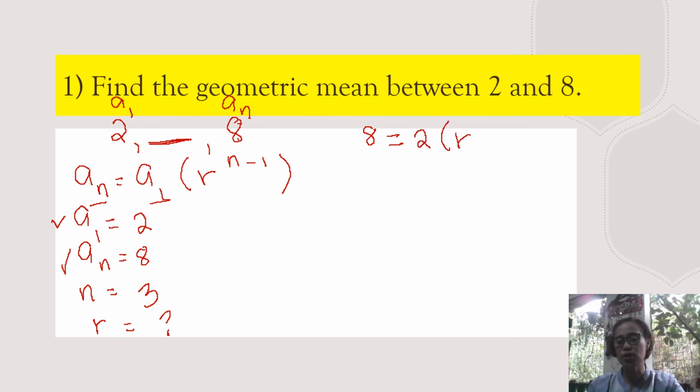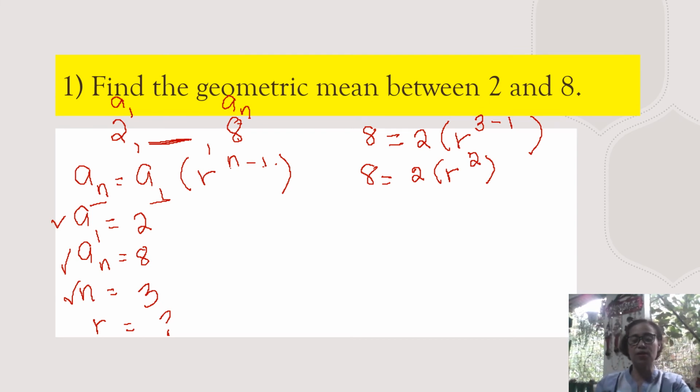Multiplied to r, which is not known, then raised to n minus 1. N is 3 minus 1. Okay, so moving on, 8 equals 2 times r squared, because 3 minus 1 is 2. So we have 8 equals 2r squared.